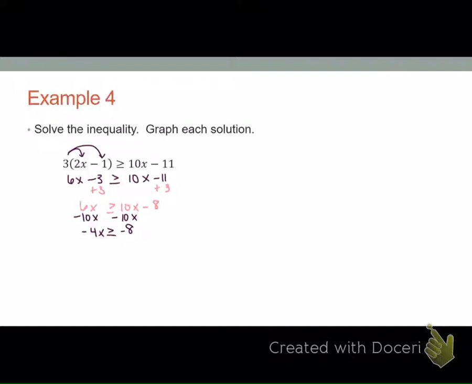So what's the inverse of multiplication? Division. So you're going to divide by negative 4 on both sides. So divide by negative 4 to undo the multiplication. What should you be thinking? Switch. Flip. You need to flip that inequality.